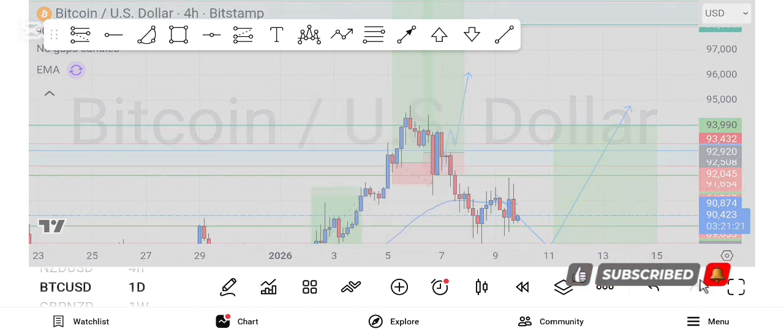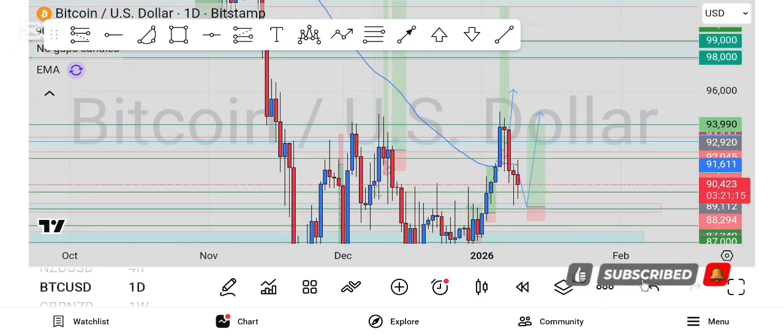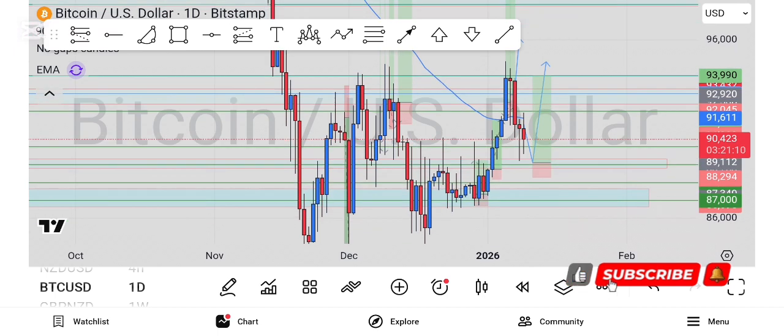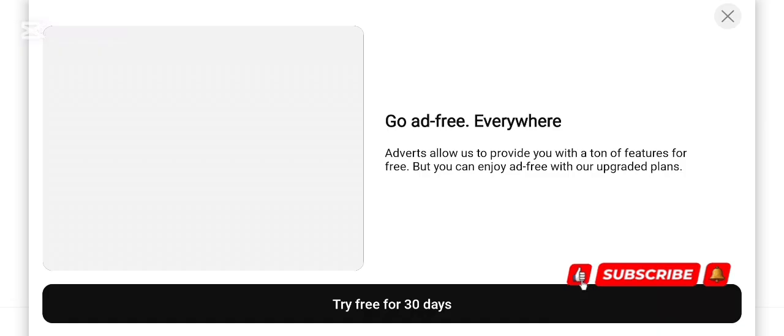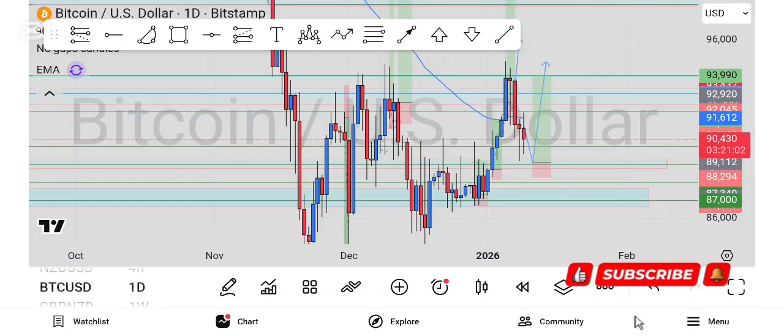On the daily, we know that anytime we have a break of structure, there's always a retracement, but I did not expect this retracement. I did not expect this retracement like this. I don't know, but I did not expect it.